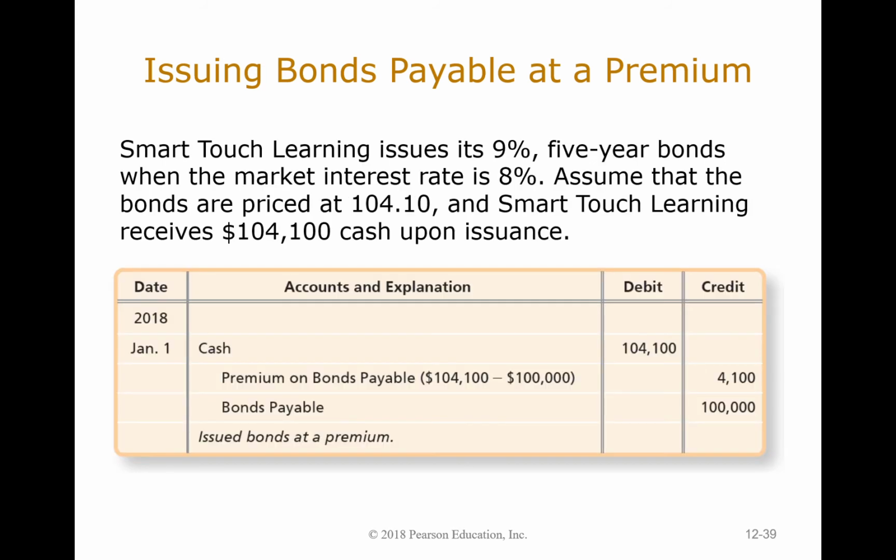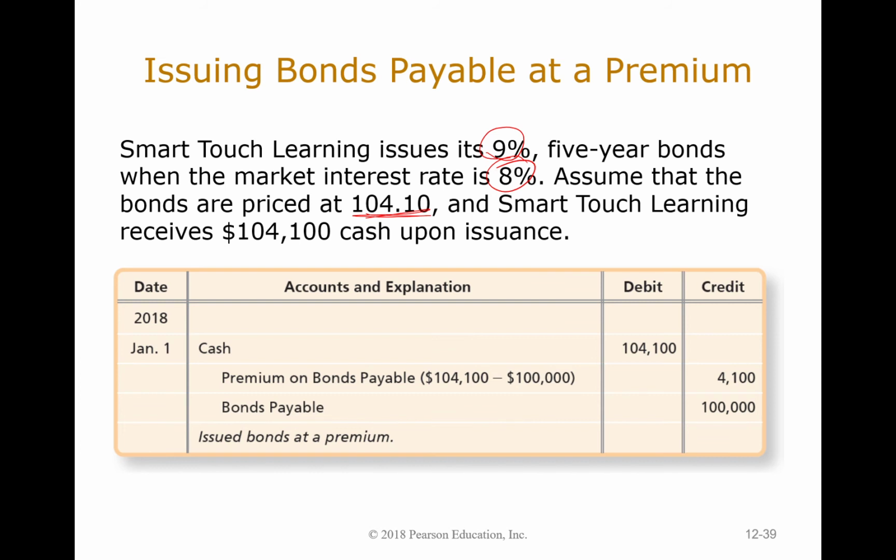Now, when we look at this, Smart Touch Learning issues its 9% 5 year bonds when the market interest rate is 8%. We ought to automatically know, since the rate on the bond is higher than the market, that this bond is going to be sold at a dollar amount that's higher than the face amount. So if the bonds are priced at 104.10, which means for every $100 in face value of the bonds, the bond is sold for $104.10.